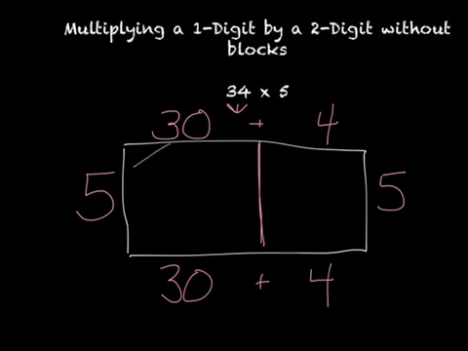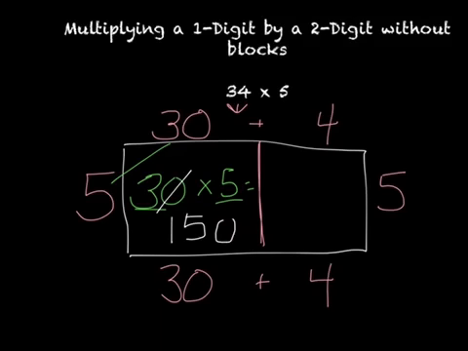We start with the 5 times 30 or 30 times 5. We're going to multiply 5 times 3, which is equal to 15. And there's 1 0 in the equation, so there's going to be 1 0 in the product. Now we're going to do the 4 times 5, which is equal to 20.